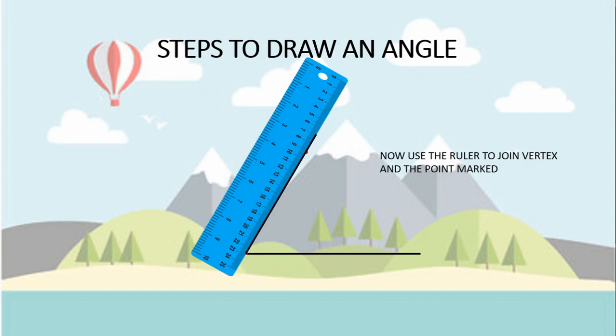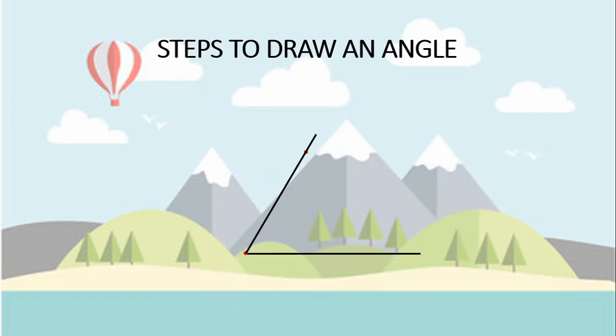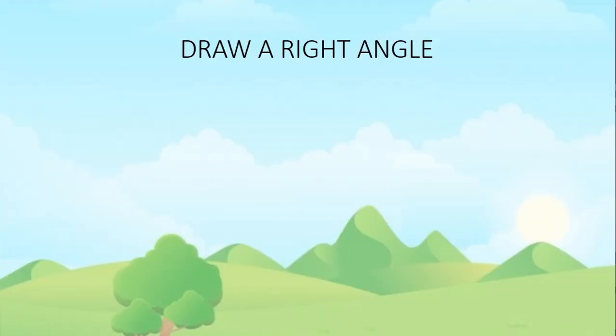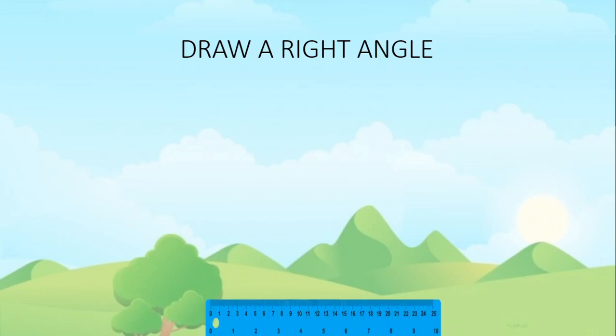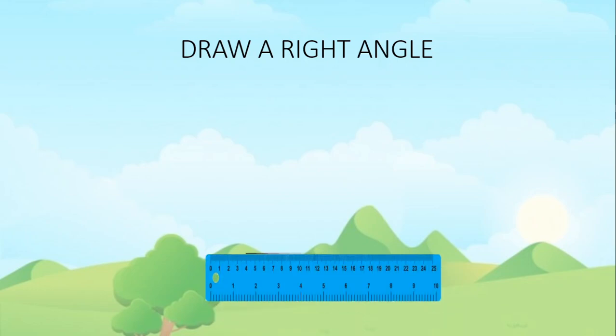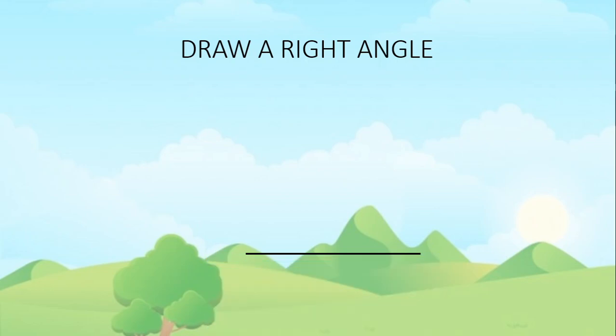You can see that an angle of 60 degrees is formed. Let's try once again. Now we are going to draw a right angle. The steps are the same. First, draw a line using a scale. On the left of the line, point the vertex.